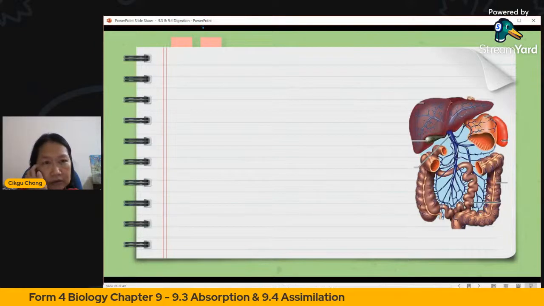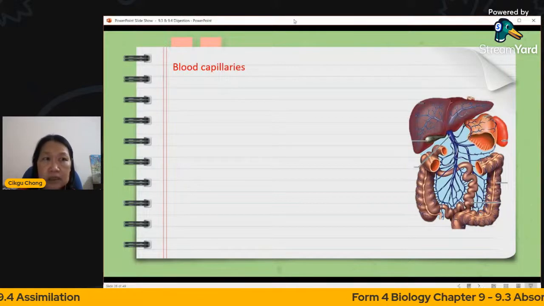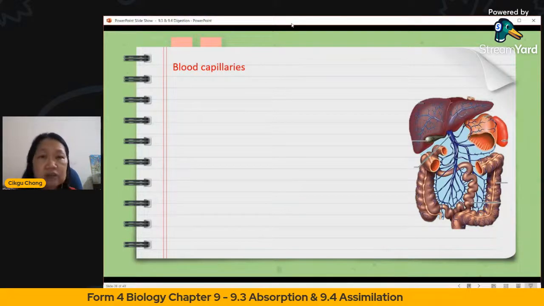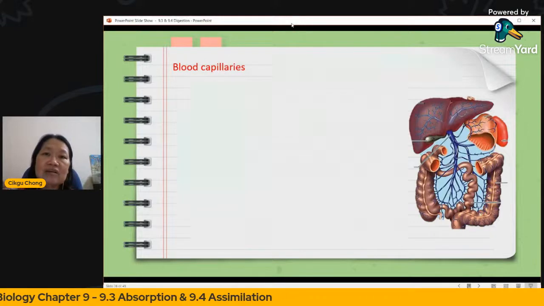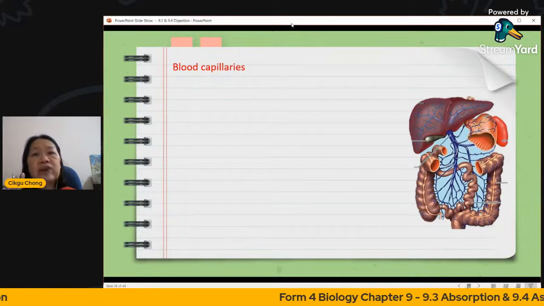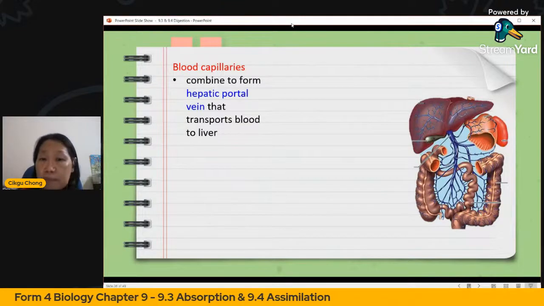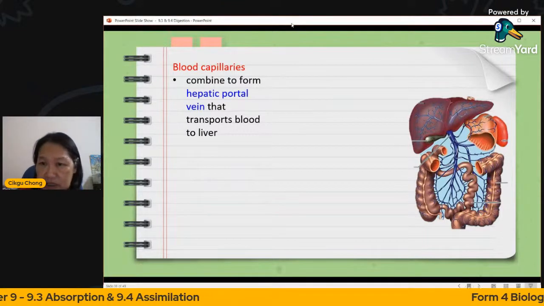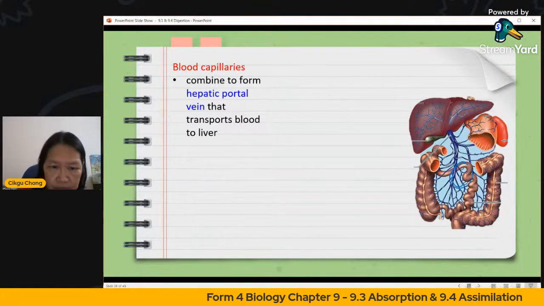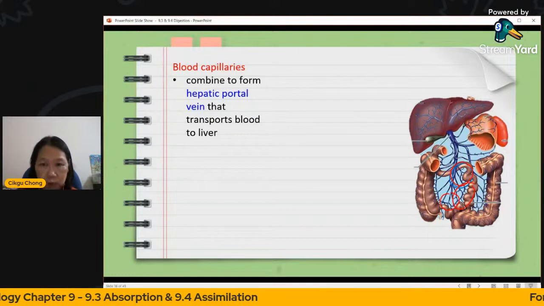Now, let's look at blood capillaries. Okay, so after the blood capillaries have absorbed the nutrients that are water soluble. Remember, in the villus, it collects all the water soluble nutrients like glucose, fructose, and all this, right? And also vitamin B and C. Where does it go? Okay, so all these blood capillaries will combine. You see all these blood vessels, I put red color. All these blood vessels, they connect to the small intestine. You can see there's a lot of blood supply going to the small intestine.